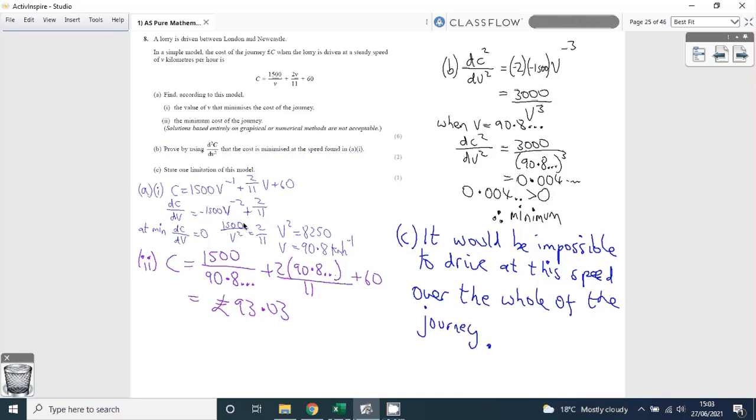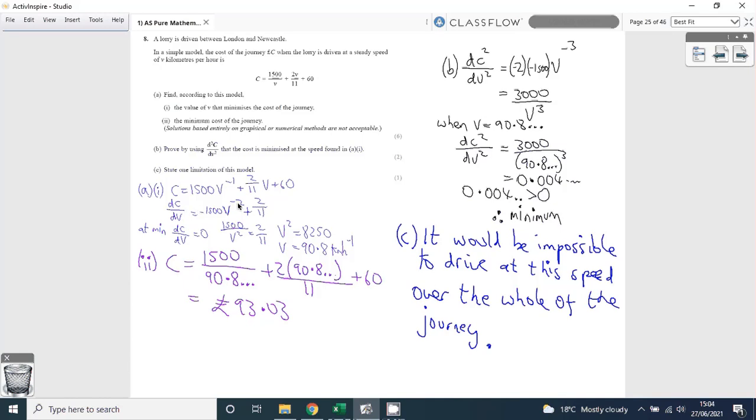So 1,500 over V squared equals 2/11ths. Multiplying by V squared and dividing by 2 over 11, I get V squared being 8250. So V is 90.8 kilometers per hour. Now for part 2, I'm taking my 90.8, or in fact the exact version of this, since that's rounded, and substituting it back into the original C formula to get a cost of £93.03.